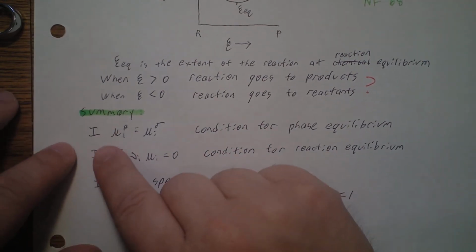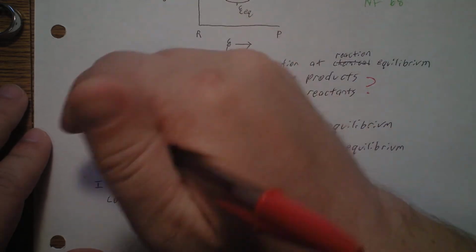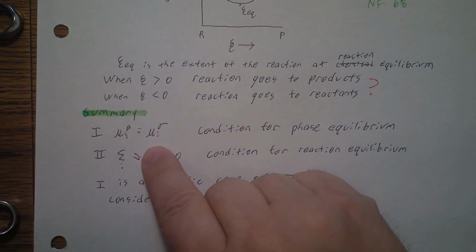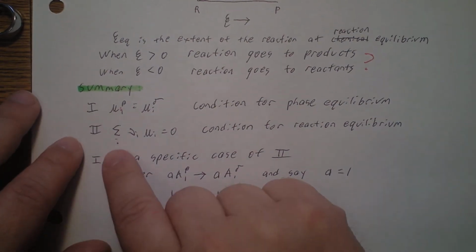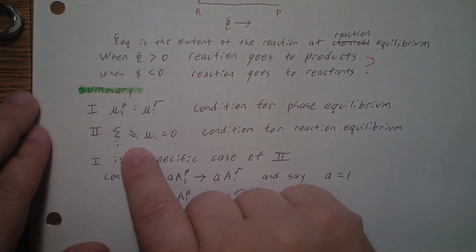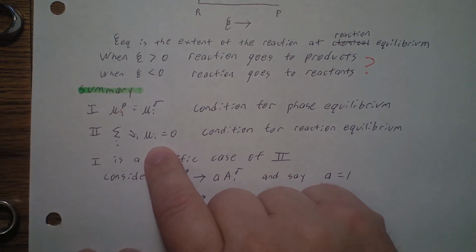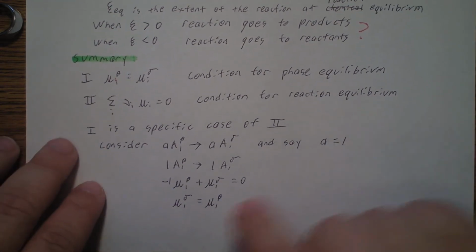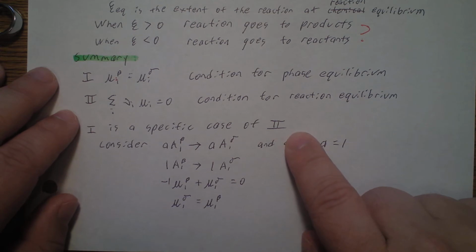So, summary. One, the chemical potential of substance i in phase beta is equal to the chemical potential of substance i in phase delta. That's our condition for phase equilibrium. And two, the sum over all the substances i of the stoichiometric coefficient of substance i times the chemical potential of substance i is equal to 0. That's our condition for reaction equilibrium. Now, if you notice though, one is actually a special case of two.